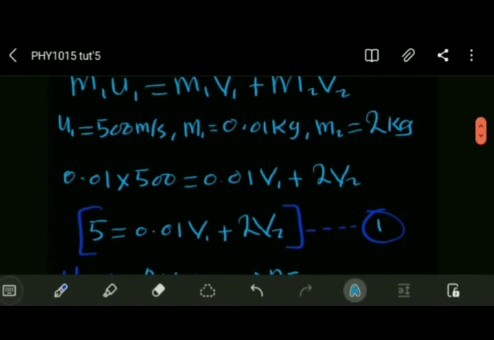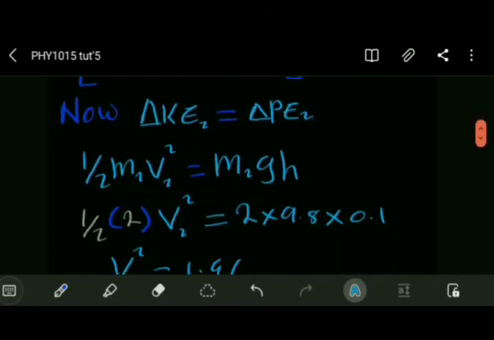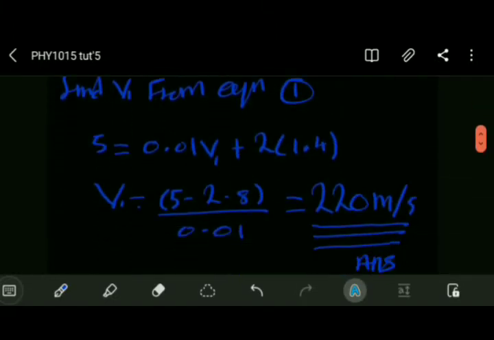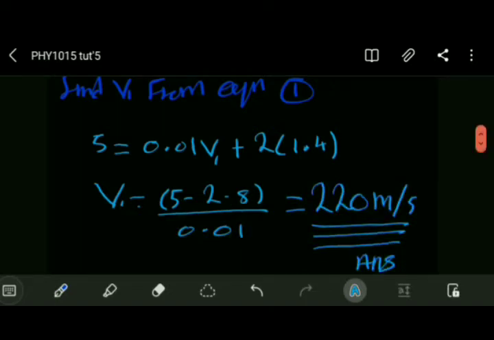Okay, so now we remember equation 1. We can find V1 now. Since we have found V2 as 1.4, we simply substitute the value of V2 into equation 1 and solve for V1. So we have 5 equals 0.01 V1 plus 2 times 1.4, where 1.4 is our V2. Therefore, V1 equals this, giving us 220 meters per second. So this is the final speed of the bullet as it emerges from the block.